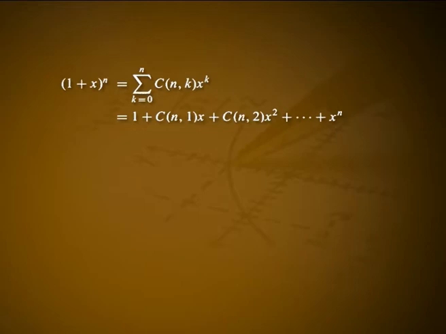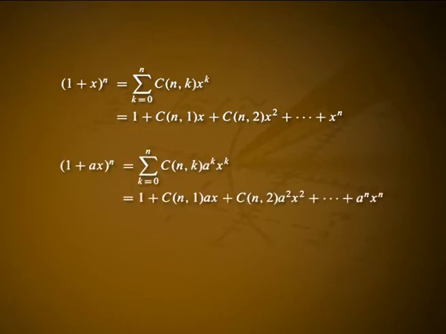(1 plus x) raised to n. (1 plus ax) raised to n is equal to summation k equal to 0 to n C(n, k) into a raised to k into x raised to k, that is equal to 1 plus C(n, 1) ax plus C(n, 2) a square x square plus etc. plus a^n x raised to n.